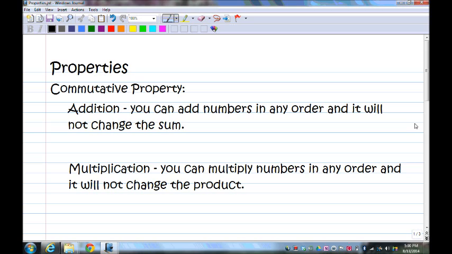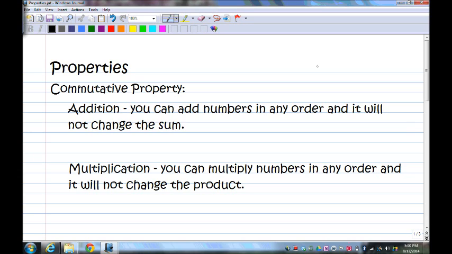Now, commutative property applies to addition and it applies to multiplication. Now, some of you may be wondering, why don't you just write addition and multiplication? Because you see my definition here. You can add the numbers in any order and it won't change the sum. Or you can multiply in any order, it won't change the product. Like, why don't you say you could do it in any order?